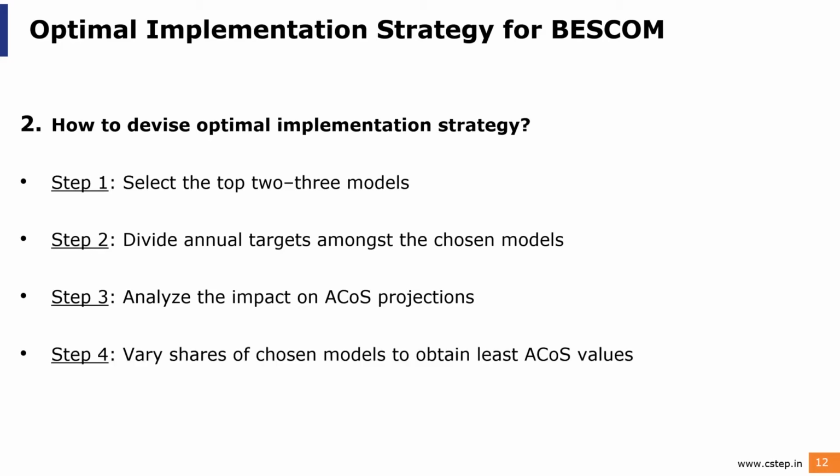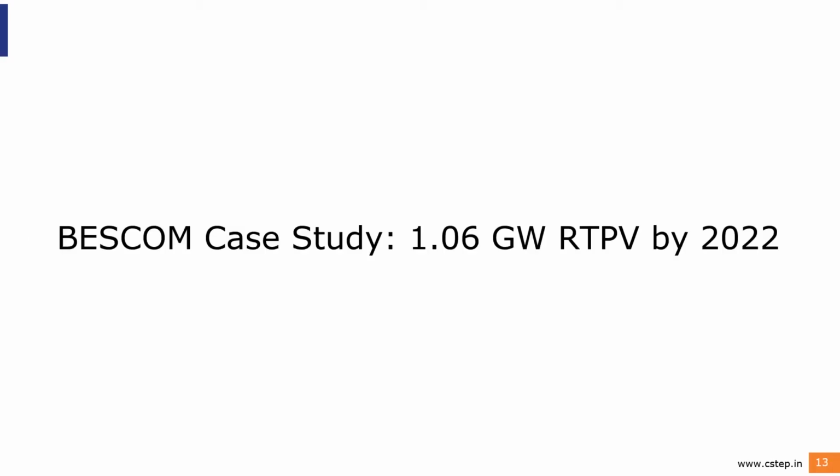Here we suggest BESCOM to keep varying the shares of models until they obtain the least ACOS values. Using this method, there are higher chances of getting lower ACOS values, which benefits BESCOM significantly. Now I'll showcase the case study where BESCOM has planned to deploy 1.06 gigawatt RTPV by 2022.